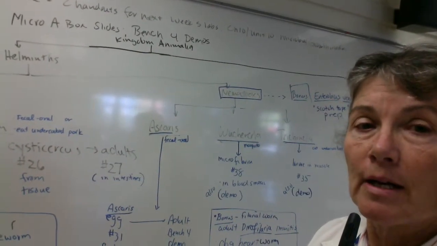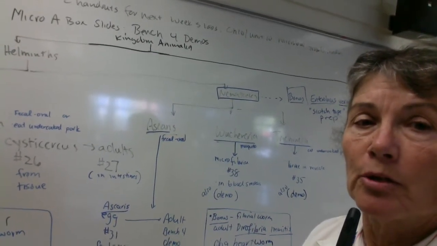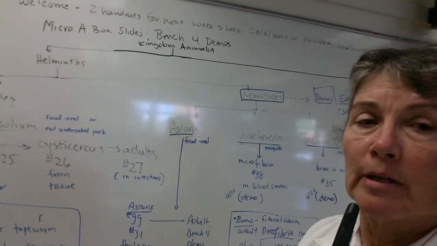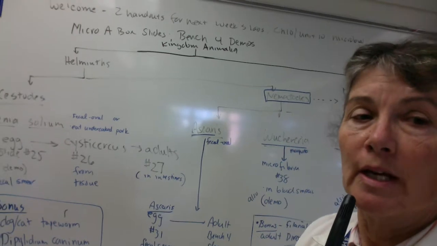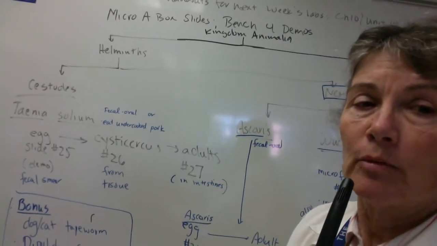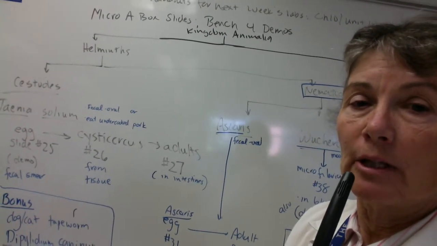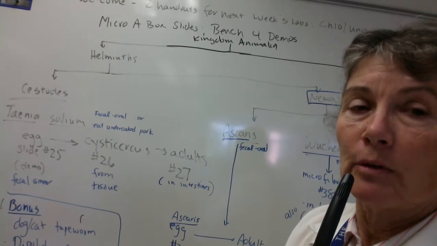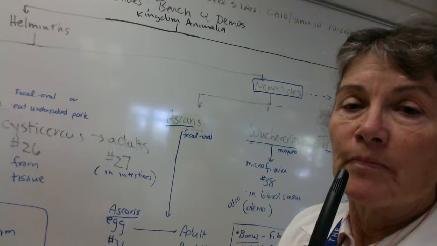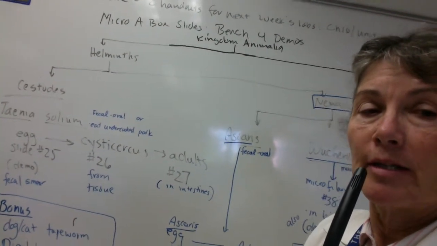So the parasitic helminths and arthropod vectors belong to domain Eukarya, kingdom Animalia. And we'll first talk about the parasitic helminths or worms. There are three classes: the cestodes, also known as tapeworms, the trematodes, known as flukes. We will not be looking at any flukes. We won't look at any trematodes. And then the third group are the nematodes, the roundworms. So first, folks, we'll take a look at the cestodes, the tapeworms.